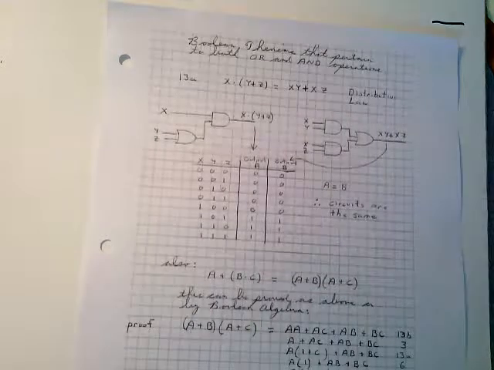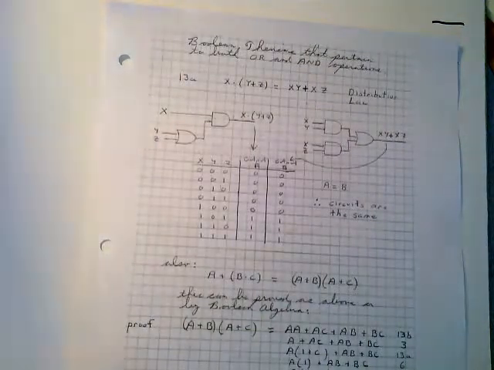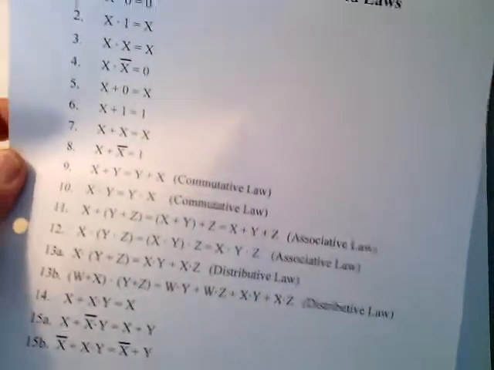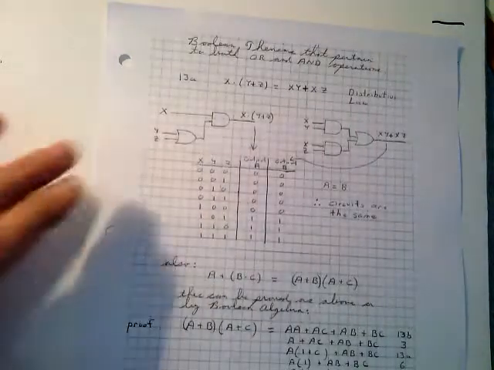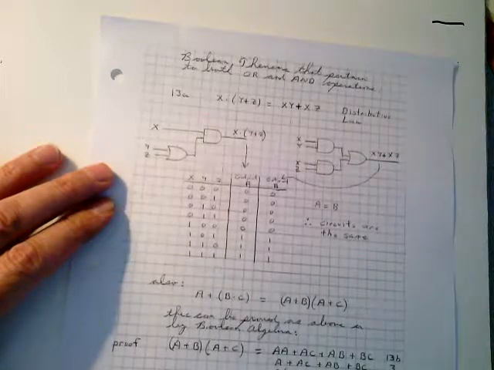We're going to start out on page 50 of the lecture notes, and make sure that you have page 40 of your lecture notes, the Boolean algebra theorems and laws, handy, because we're going to be using this, so have it out and ready to refer to. Boolean theorems that pertain to both the OR and AND operations.